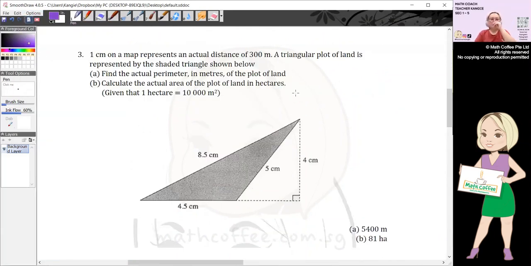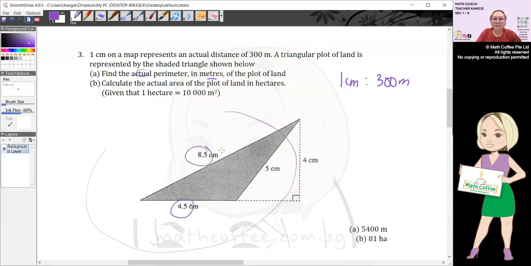Okay. So they say that 1 cm on a map represents 300 meters. So you will say 1 cm represents 300 meters. A triangle plot of land is represented by the diagram. Find the actual perimeter in meters. So since they say actual is in meters, I don't change this to km. I keep it as meter. Okay. So then you look at your land. This is on the map. So you want to calculate the perimeter, you have to find, oh, so 4.5 plus 8.5 and 5. So I put right here, 8.5 plus 4.5 plus 5. Okay, of the land. Your land is a triangle, which is shaded. So you will get 18.